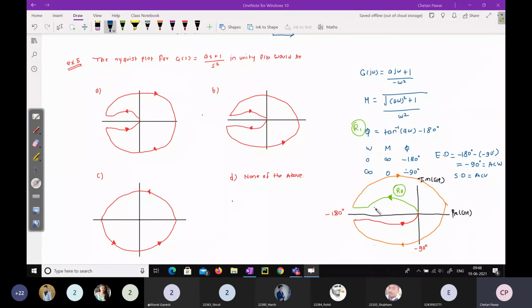So this is the shortcut technique you can use to solve any Nyquist plot problems. That is very important. This is the technique we have seen to draw the Nyquist plot.